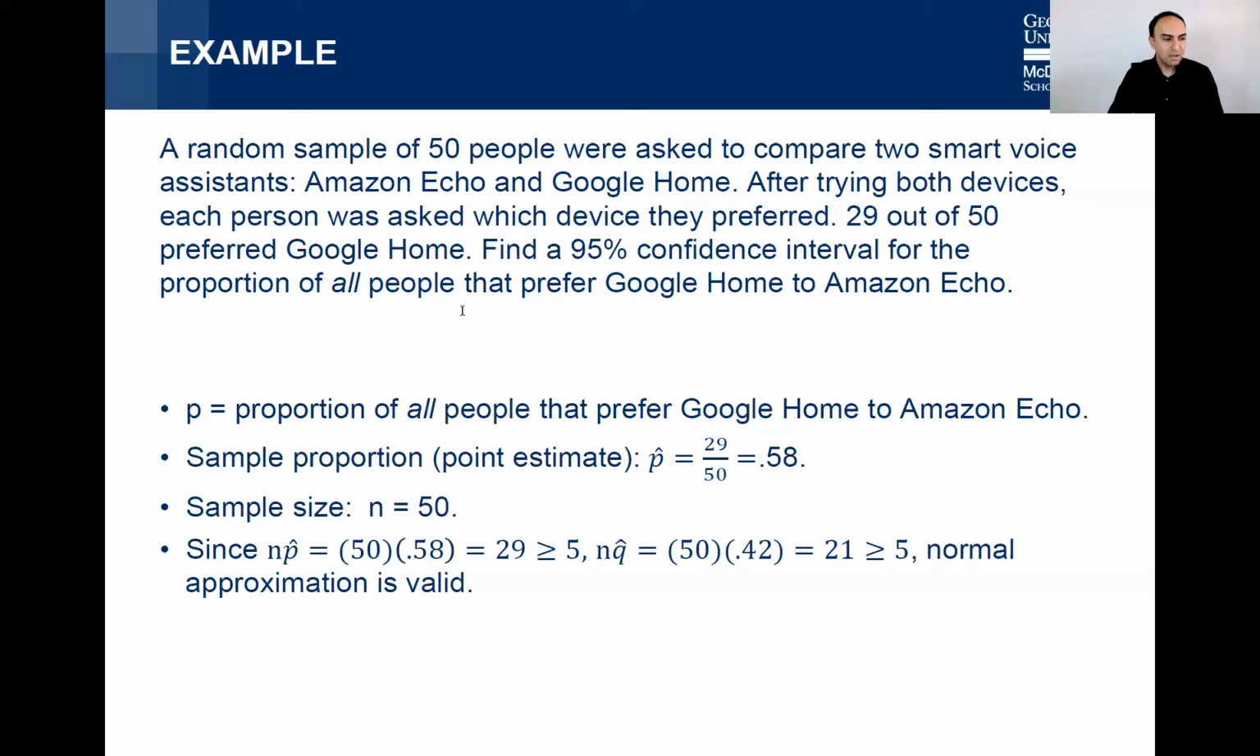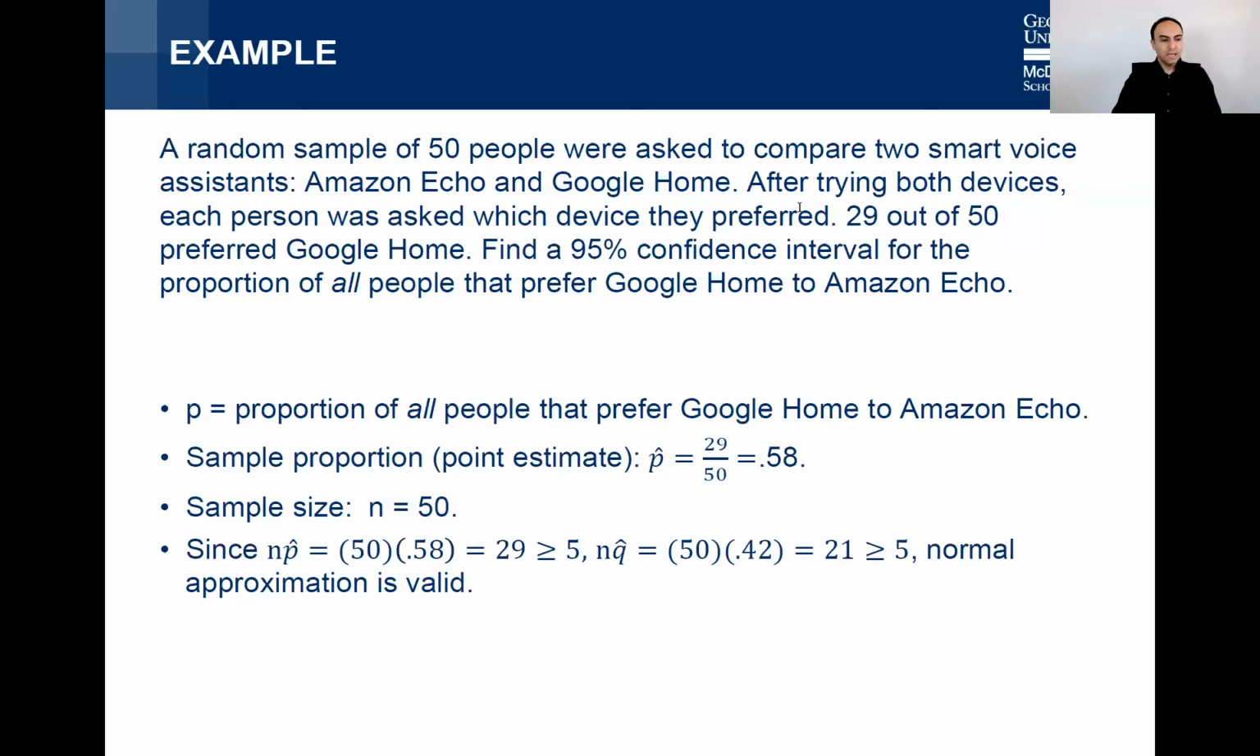A random sample of 50 people were asked to compare 2 smart voice assistants, Amazon Echo and Google Home. You can see how simple the confidence interval is; in statistics, it's a very basic or core model, but it can be important if you're working in a marketing team and you want to design a survey and then use that information to introduce a product, to design campaigns, and many more things. In fact, if you're familiar with A/B testing, that has some elements of this.